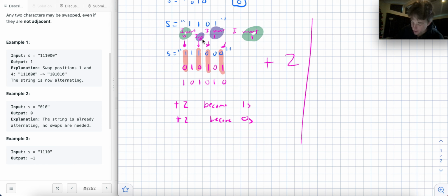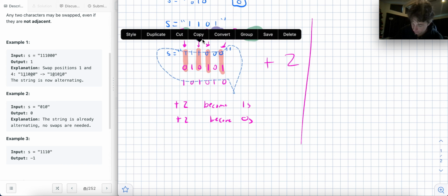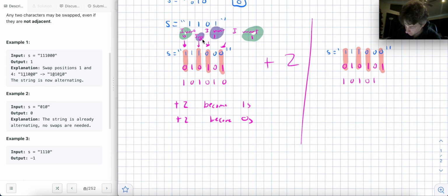What if I wanted to do the other alternating system here? So in the other configuration, if I wanted to make it start with a 1, because again, the idea here was there's only two possible alternating strings. So can I convert this thing to one of those two alternating strings? So this is the other one, and where are the issues?